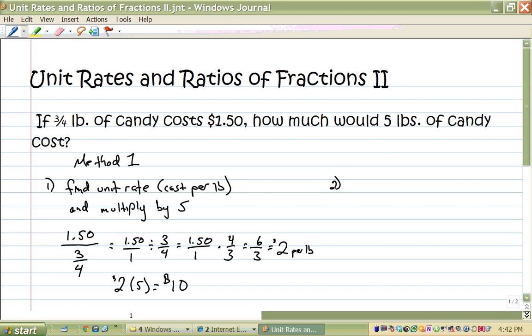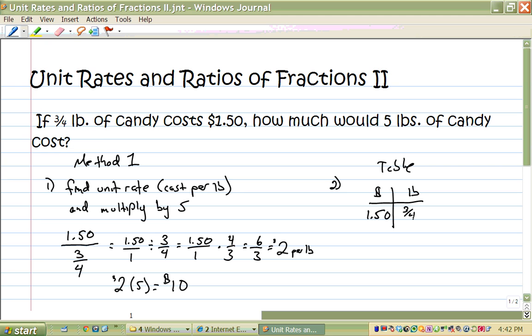Now, the other way, I like this one better, is to use a table. This is method 2. This is a table. When you're setting up the table, it doesn't matter how you set it up. So I have cost and I have weight. And it's a mini table. Now I'm going to take the information that I have. I have $1.50 and I have 3/4.